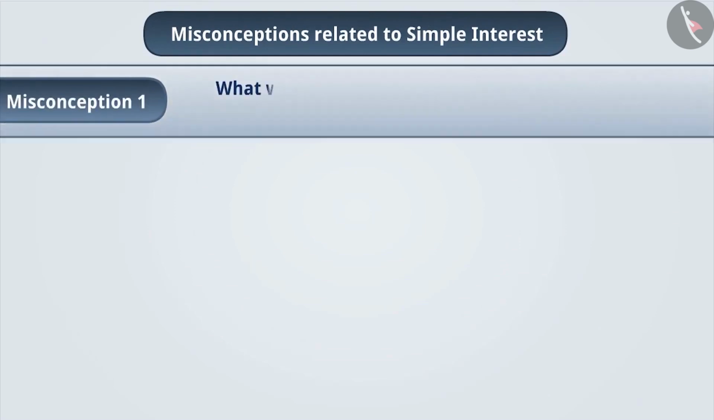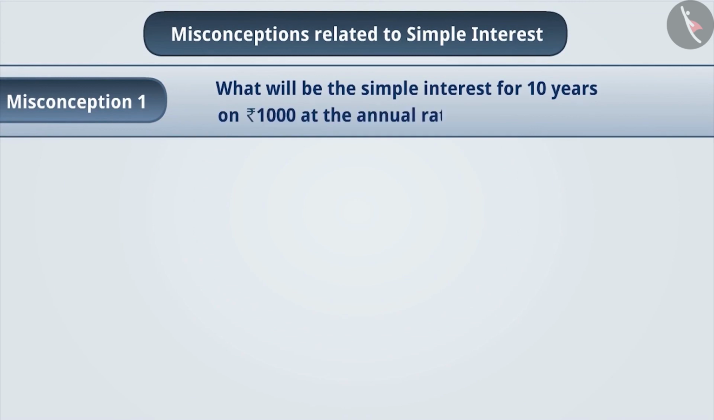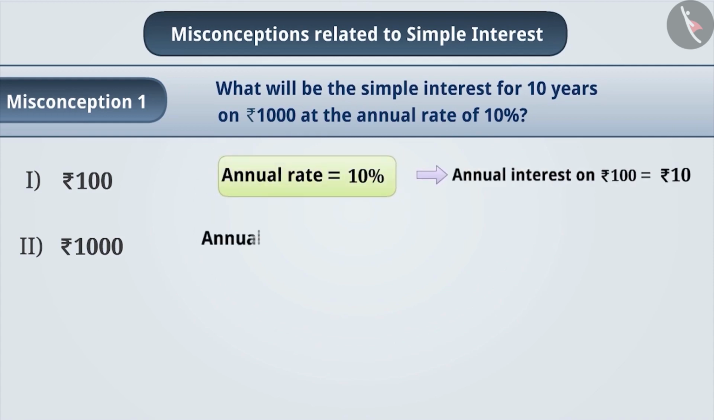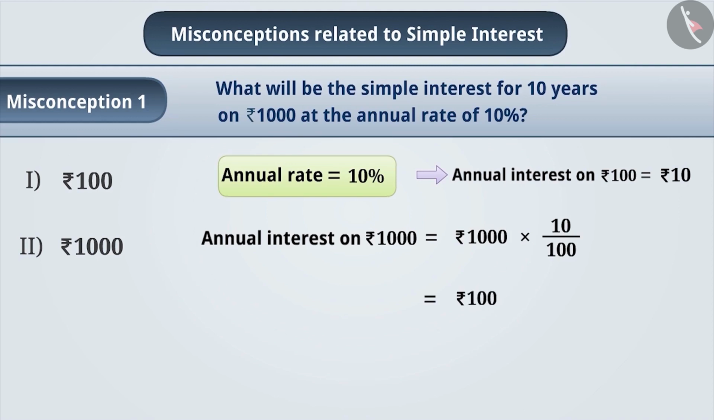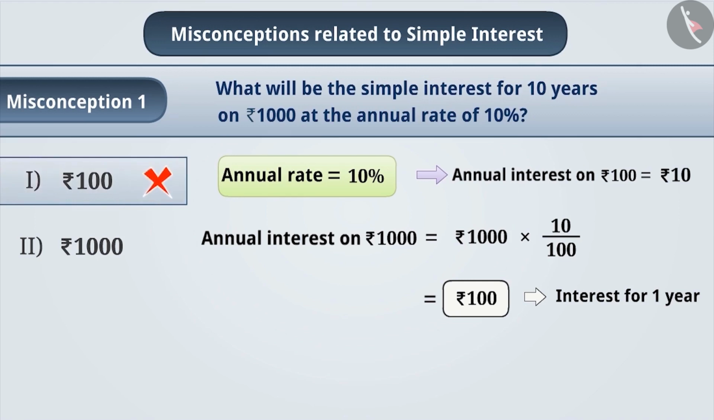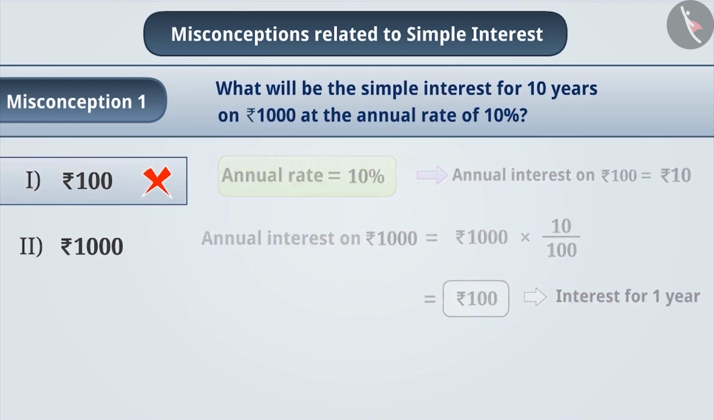Misconception 1. What will be the simple interest for 10 years on rupees 1,000 at the annual rate of 10%? The annual rate is 10%. This means the annual interest on rupees 100 is rupees 10. Then the annual interest on rupees 1,000 is equal to 1,000 into 10 by 100, which is equal to rupees 100. Here, students calculate interest for only 1 year. They forget to calculate the interest for 10 years. As a result, they get an incorrect answer, that is option 1.